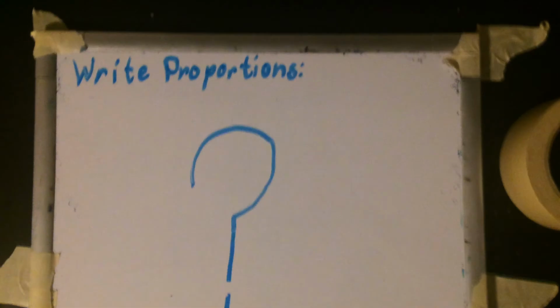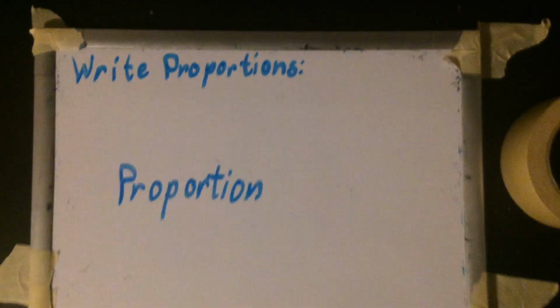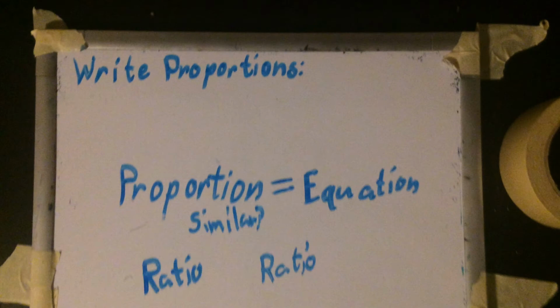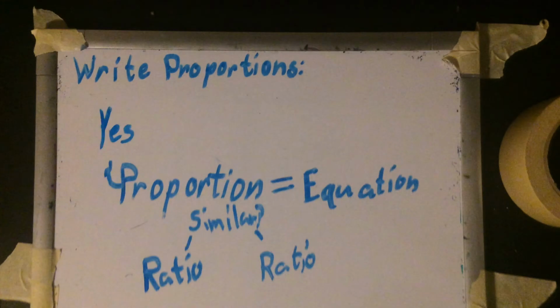Step 1. Write your proportion. What is a proportion? It's an equation that reveals that two ratios are similar. Here's an example.